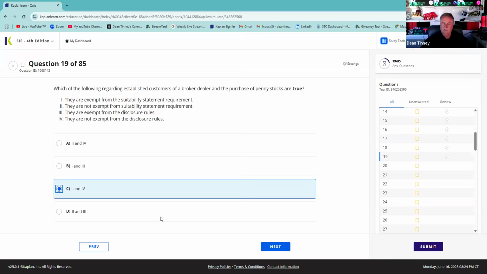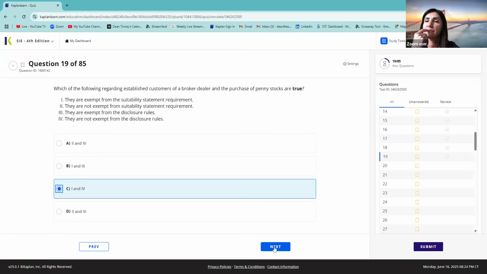One more test question. If you do have penny stocks in your account, what is the minimum standard to send you a statement? Quarterly. No, quarterly is if you don't have a penny stock. If you have a penny stock, it's monthly.